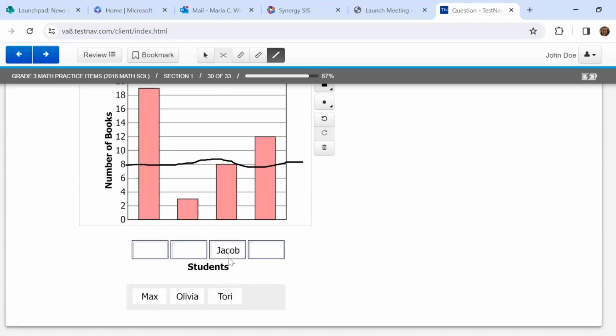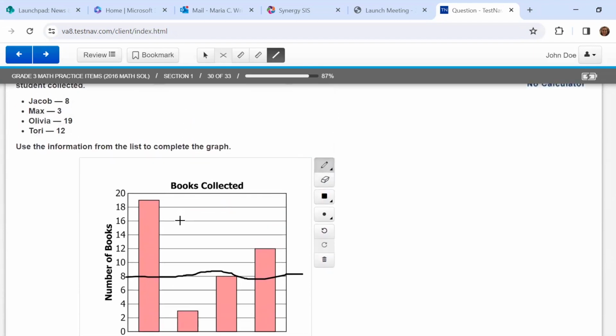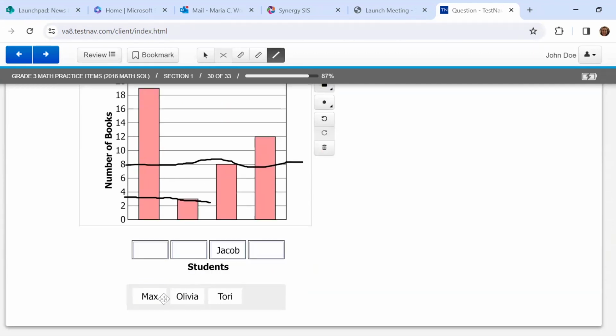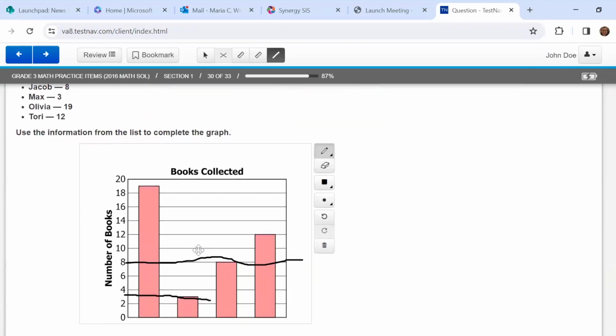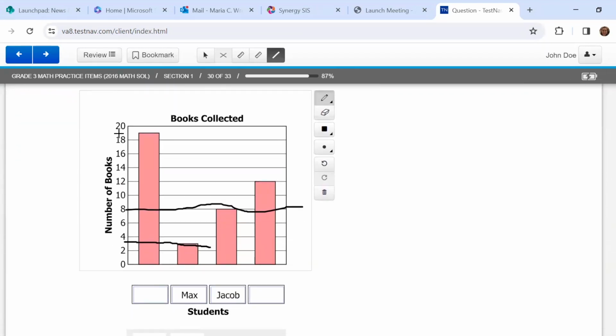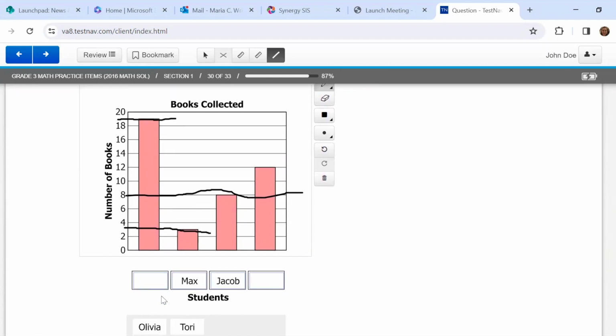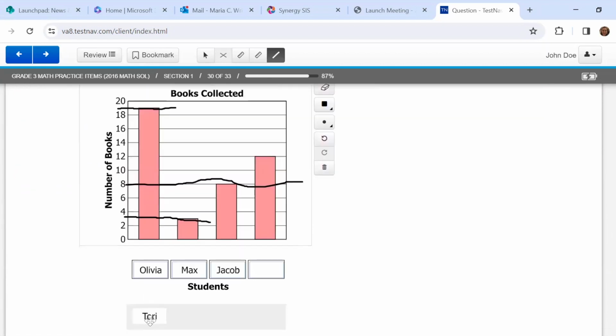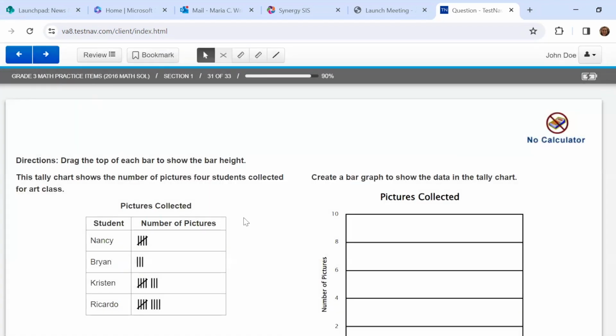So that's Jacob. Max had 3. 3 would be in between 2 and 4. So this has to be Max. Olivia has 19. And Tori has 12. All right. We're almost done. Number 31.